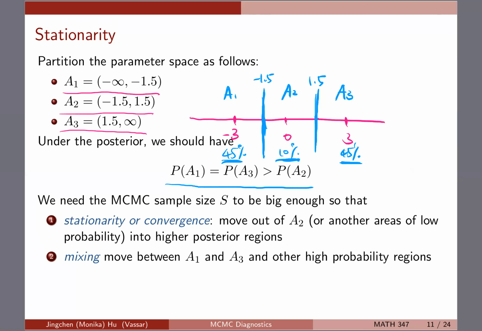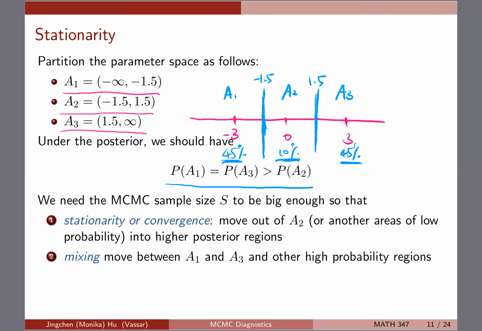And both of these, A1 and A3, should be equal, and they should be larger than A2, based on the truth, okay? So when we are talking about stationarity or convergence, we're talking about that if your chain goes into this A2 region, the chain or the sampler itself should be able to move out from it because you shouldn't stay there for so long. So this is a general idea of stationarity, and that's also talking about convergence as well.